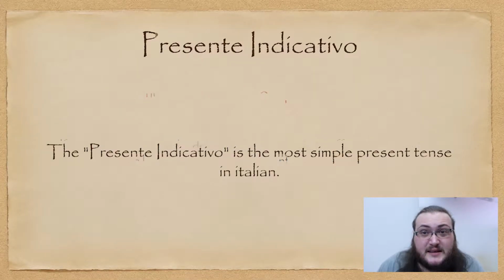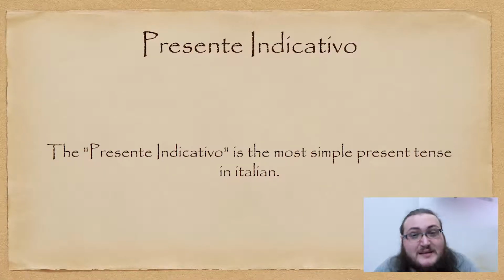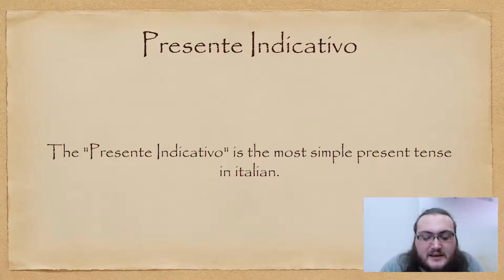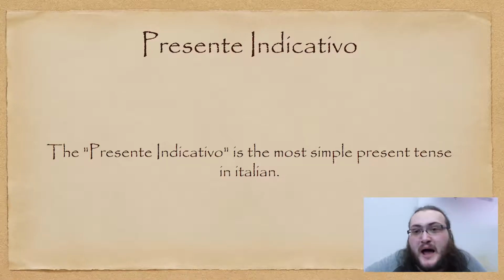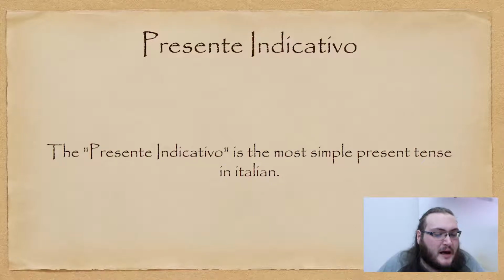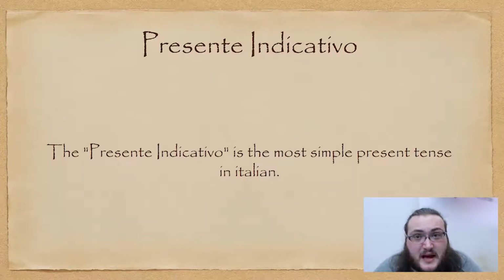What is the presente indicativo? The presente indicativo is basically the simple present in English. It is the simplest present tense that we have in Italian. It's quite easy to form and to understand, though not very easy to use, especially for English people, but we're going through it together, don't worry.